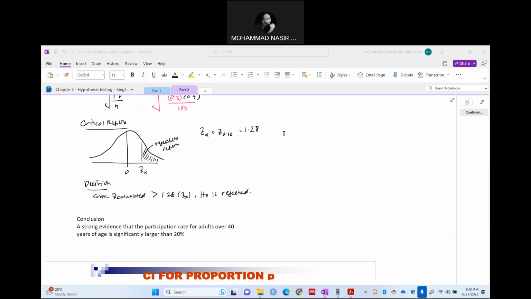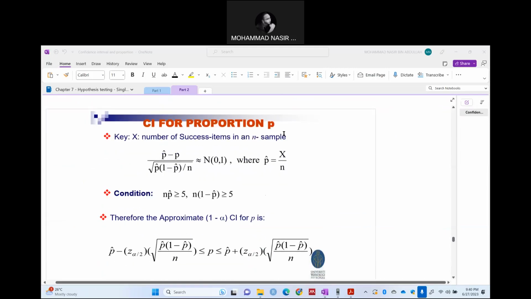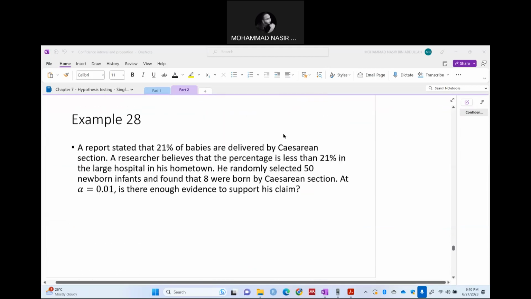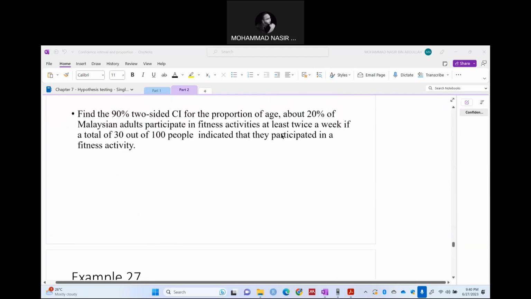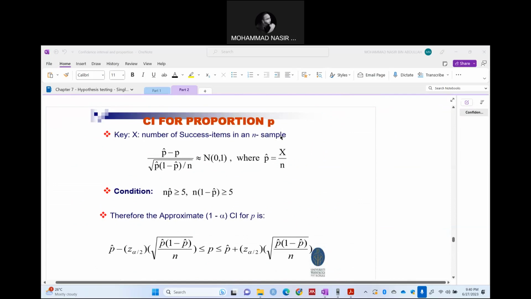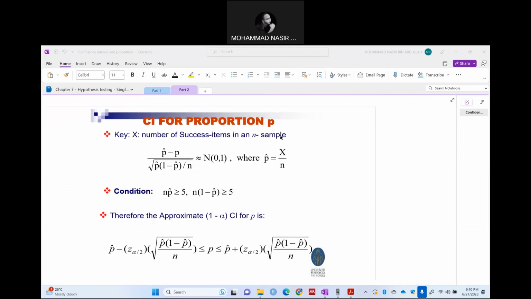All right, let's look at the second part. Basically, this is the last part, we don't have any more. So the confidence interval for proportion. Previously we have looked into the confidence interval for mean. We have three types: when the population variance is known, n less than 30, more than 30. Another one is population variance unknown, and we use the t distribution.